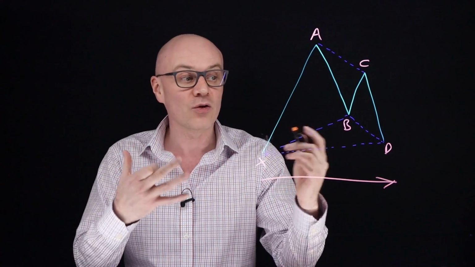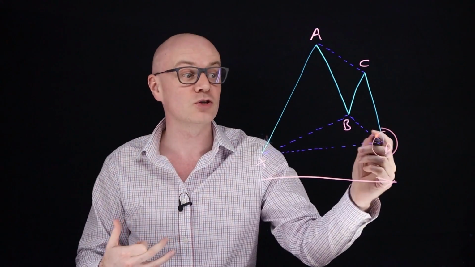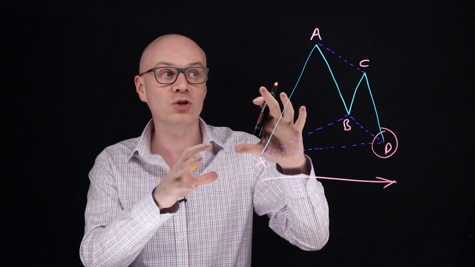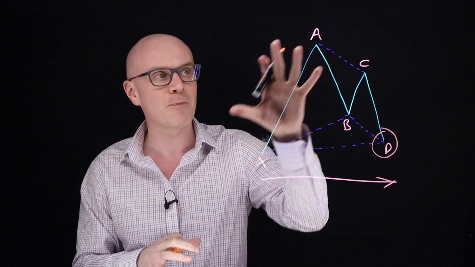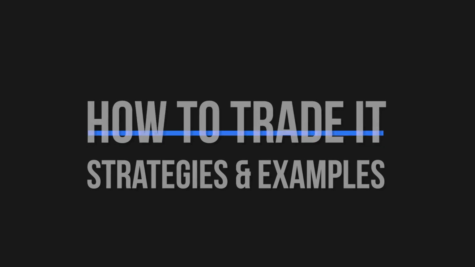But generally, we would be looking for the D point here as the place where we would look to make a trading decision. But just bear in mind as well that they can be bullish and that they can be bearish. But that is the basic overall structure that we'd be looking for in price action.